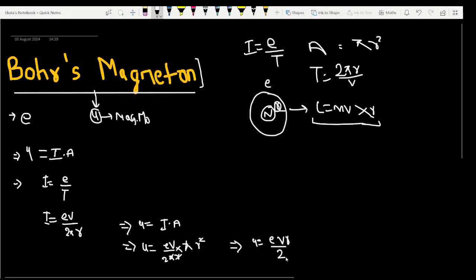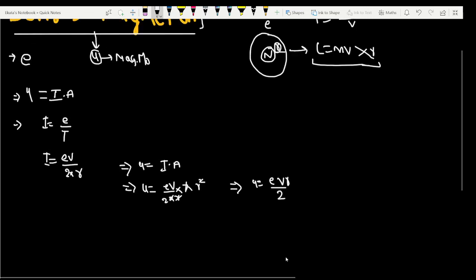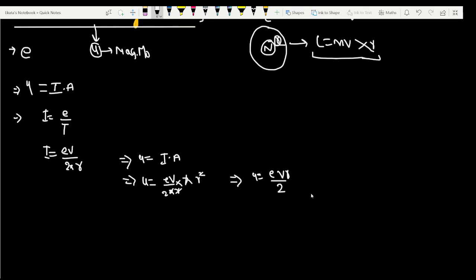There is also another expression for this. How can we define the magnetic moment in terms of the orbital angular momentum? We know that the orbital angular momentum is L = mvr. In this expression, if I multiply by m and divide by 2m, we get that μ is equal to e upon 2m times mvr, which is the orbital angular momentum, so μ = eL upon 2m. This is the expression for the magnetic moment of an electron moving around the nucleus.